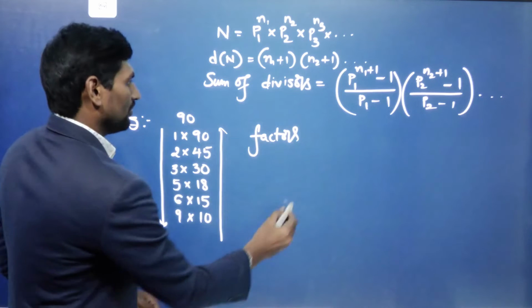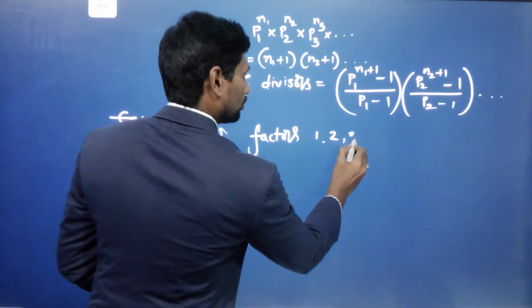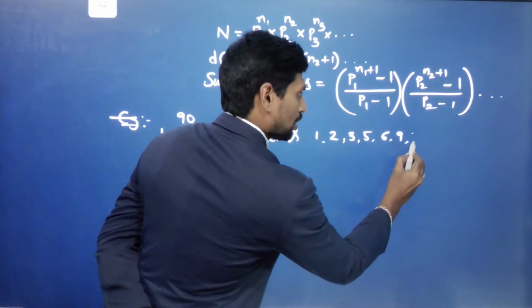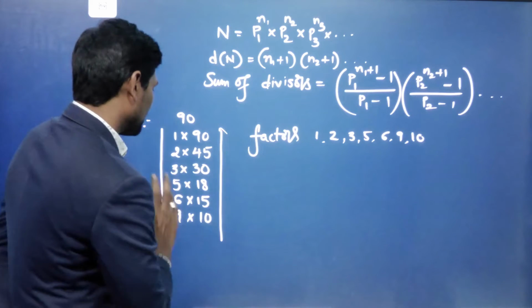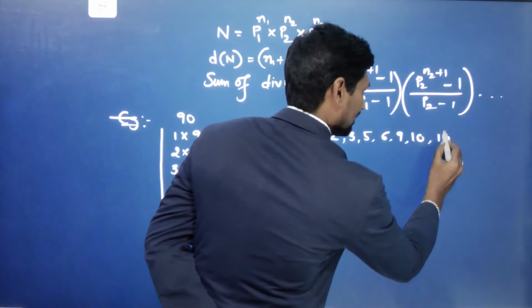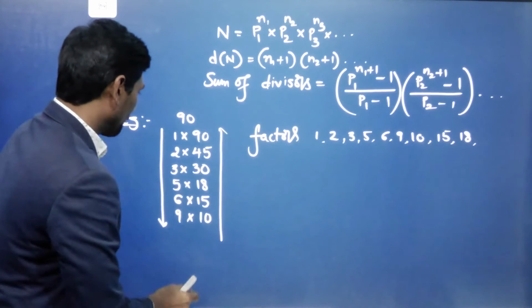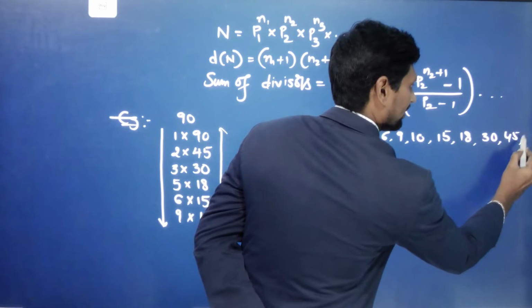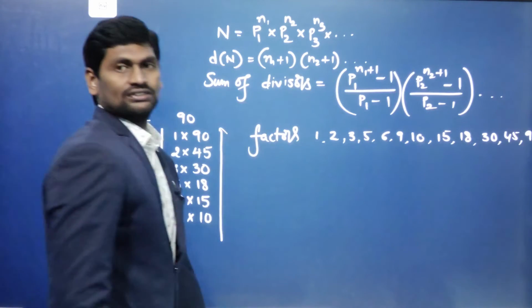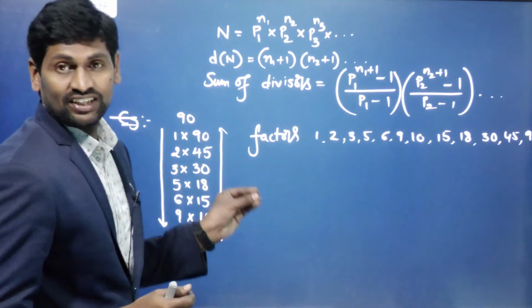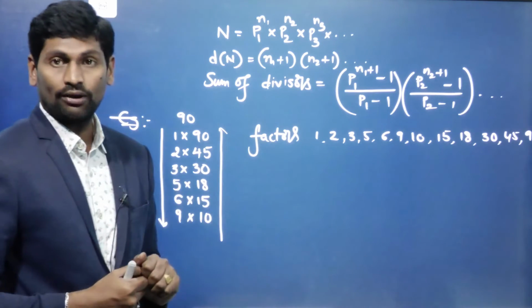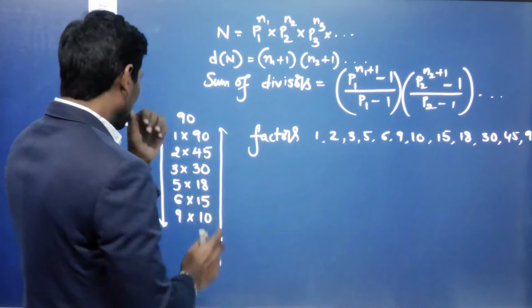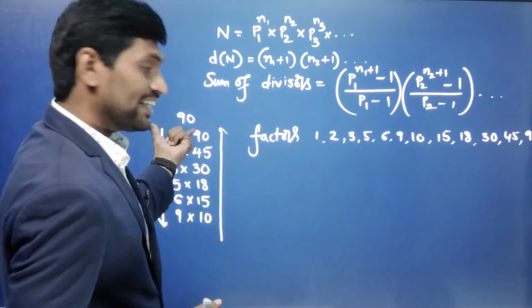Taking them in order: 1, 2, 3, 5, 6, 9, 10, 15, 18, 30, 45 and 90. These are all the factors of the composite number 90. That means how many factors does 90 have? 12 factors. These are the entire factors of the composite number 90.